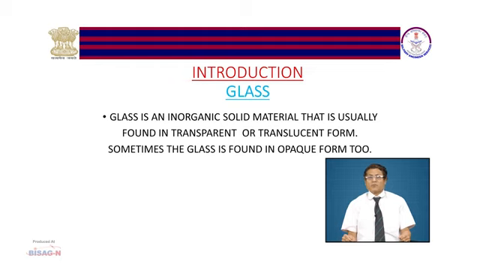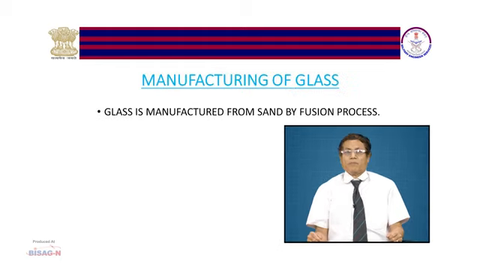Sometimes glass can be found in opaque form also. Basically, glass is a hard and brittle material. It is manufactured by a fusion process. In this fusion process, sand is allowed to fuse with lime, soda and other admixtures as well. Then the mixture of all of these is cooled as quickly as possible. This cooled substance is known as glass.